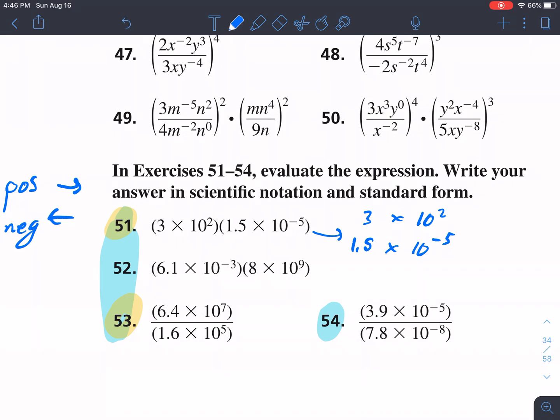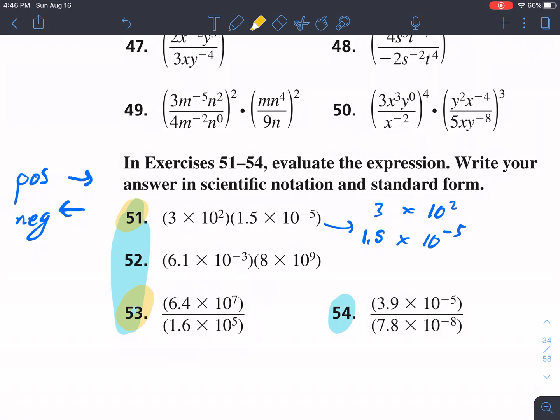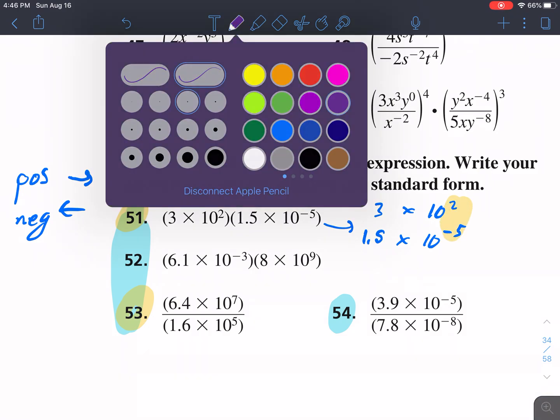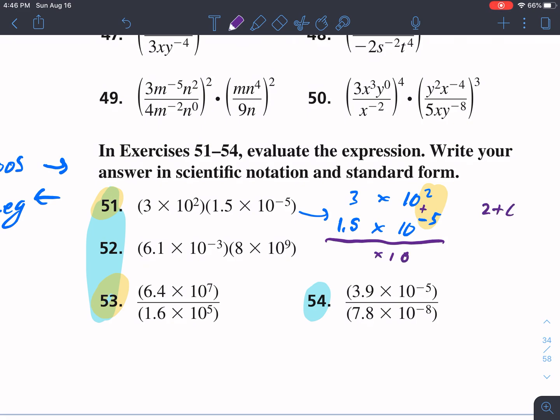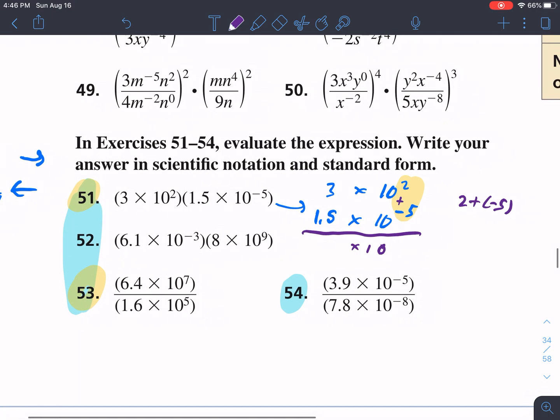Now, remember, multiplication leads to addition. So what you're doing essentially is you're going to add those. So I'm going to add these. So this is technically 10 to the, 2 plus negative 5. If I plug that in the calculator, that's going to get me negative 3. So this is 10 to the 3rd power.